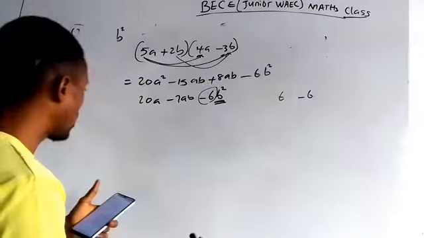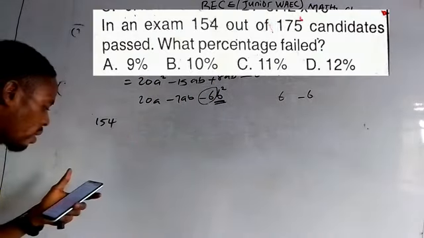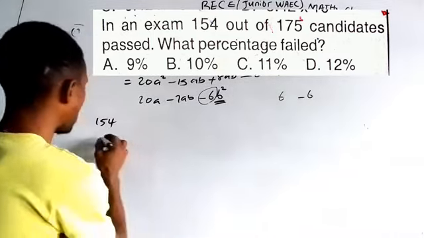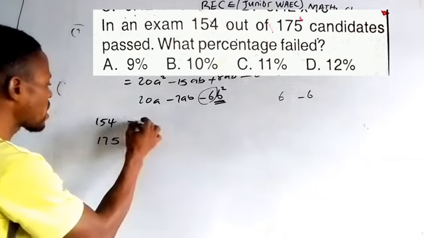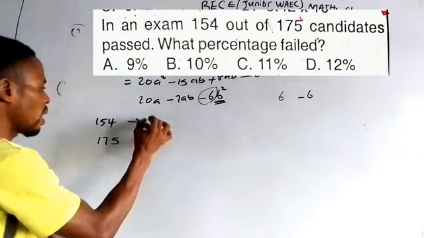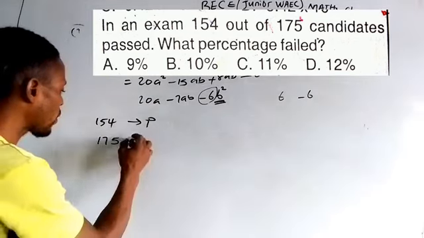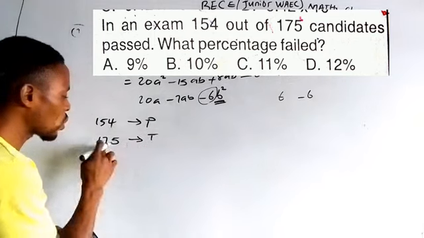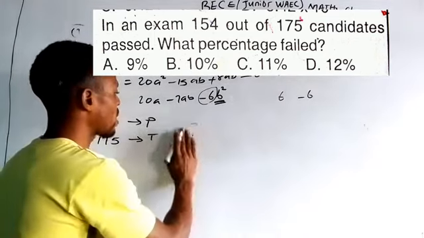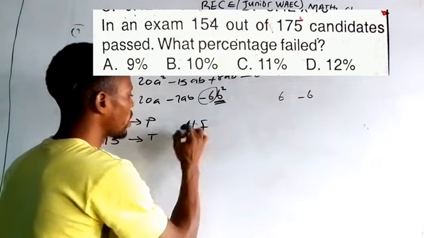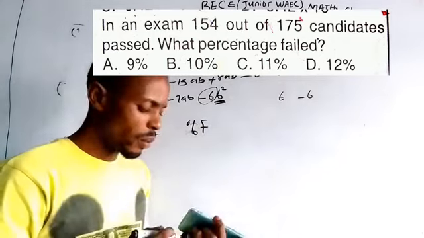Okay, let's go. In an exam, 154 out of 170 candidates passed the exam. It means that 154 are the students that passed the exam, and the total number of candidates that started the exam is equal to 175. We want to find the percentage of candidates that failed the exam. So how could you solve that?